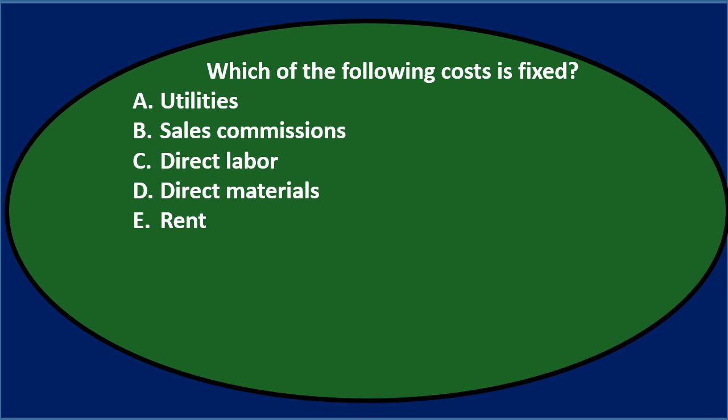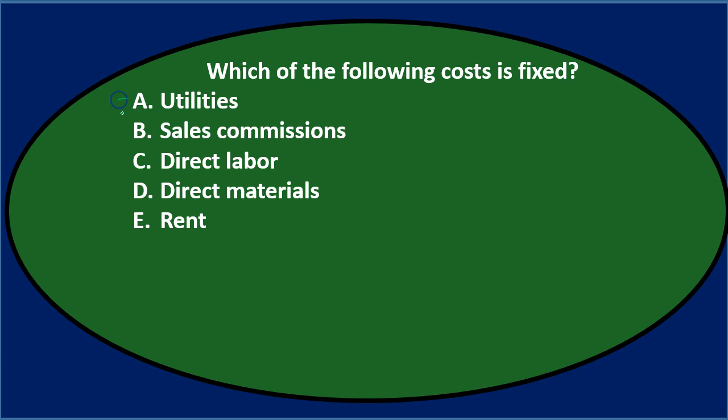A. Utilities. B. Sales commission. C. Direct labor. D. Direct materials. And E. Rent. Let's go through this again. Use the process of elimination. Which of the following costs is fixed? A. Utilities. Now, utilities, we might think maybe the utilities bill is kind of standard, or maybe it's variable. It's kind of hard to know. Maybe we'll keep that one for now.